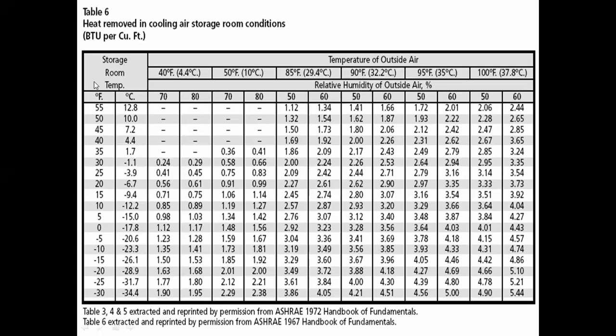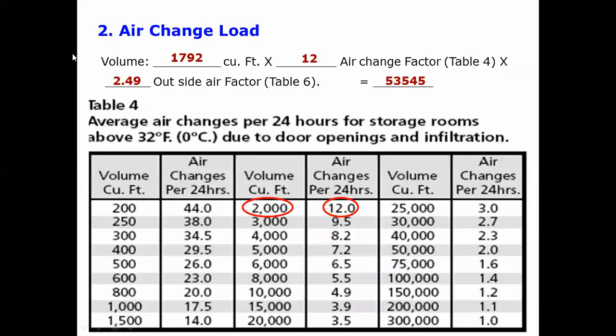And what is our cold storage temperature? It will be coming in 35, correct? Our cold storage room temperature is 35 degree Fahrenheit. So 35 degree Fahrenheit, 95 degree Fahrenheit outside temperature, and 50 to take as average, and you will be getting 2.49 as the heat removed in cooling air storage rooms. So 2.49 BTU per cubic feet. So you can write 2.49 as the outside air factor from table 6.